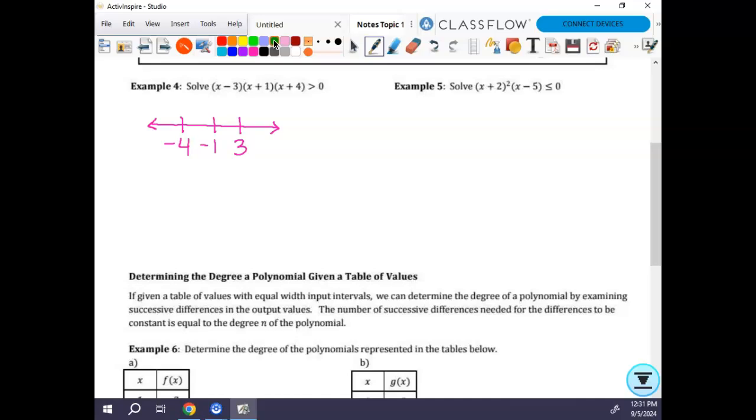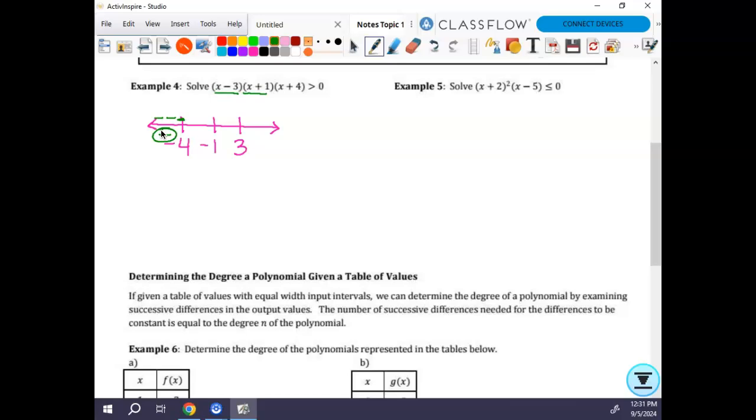But all I care about is the sign. I don't care about the actual value. So if I take negative 5 and put it in here, negative 5 minus 3, is that positive or negative? Negative. And then negative 5 plus 1 is negative. And then negative 5 plus 4 is negative. So I get 3 negative numbers. And when I multiply negative times negative times negative, what do I get? Negative. So whatever the value is, it would be negative, and that's all I care about right now. So from negative infinity to negative 4, the function is negative. It is below the x-axis.